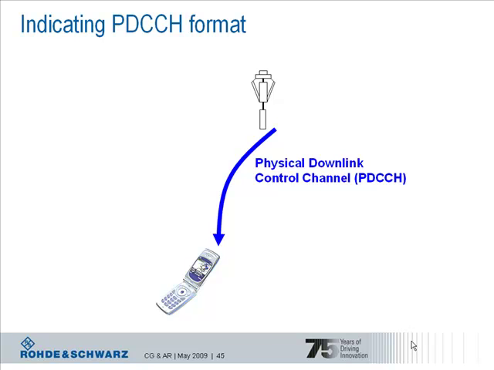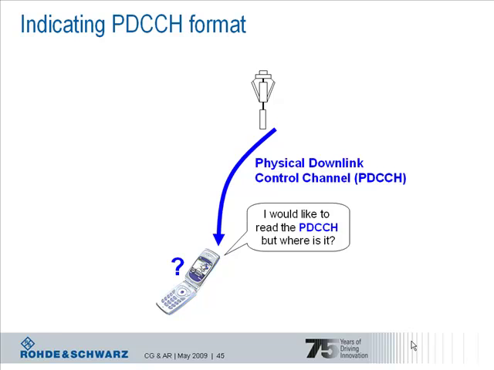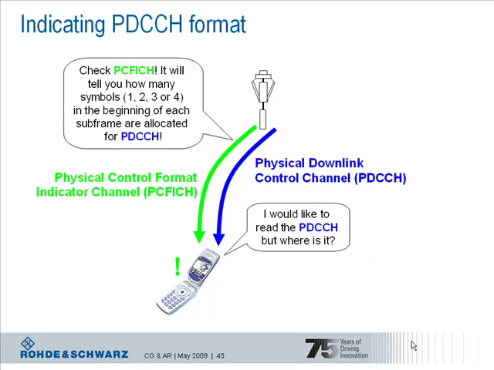Therefore the amount of resources, meaning how many OFDM symbols in the beginning of a subframe are occupied by the physical downlink control channel, might differ. The UE needs to be informed about that. This information is provided to the UE by another channel, the so-called Physical Control Format Indicator Channel. This channel, transmitted on defined resource elements on the first symbol of each subframe, contains the information how many OFDM symbols are used for the physical downlink control channel.